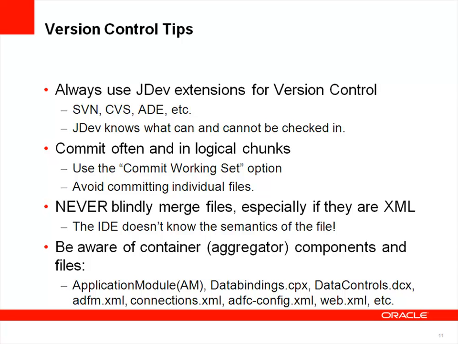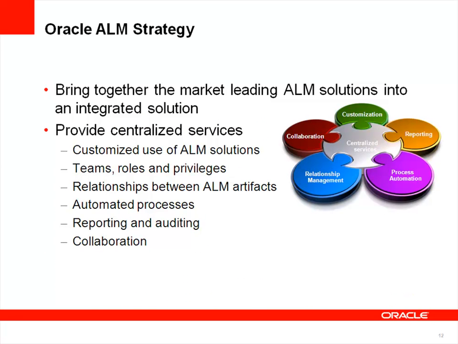Finally, there are several registry type files that are modified frequently as other files are added and modified. For example, the data binding CPX file will be updated each time bindings are added to a new JSPX file. Teams should develop special policies for these aggregate files so that developers know when to check them in.